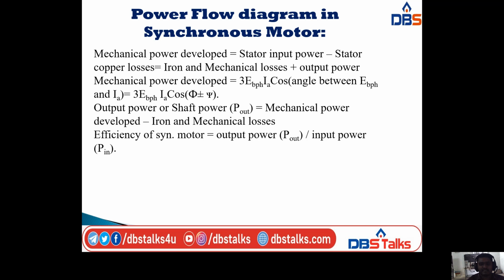Mechanical power developed is equal to 3 E_B phase IA cos of the angle between E_B phase and IA, that is 3 E_B phase IA cos of phi plus or minus psi. From this, output power or shaft power, P out, is equal to mechanical power developed minus iron and mechanical losses. Then the efficiency of the synchronous motor is output power by input power, that is P out by P in.